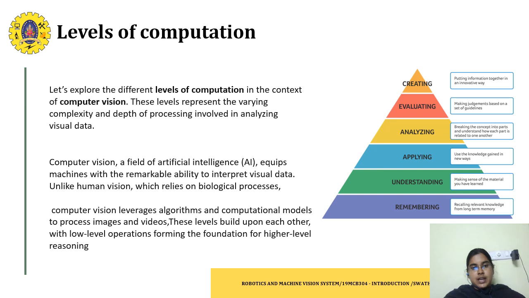Computer vision, a field of artificial intelligence, equips machines with a remarkable ability to interpret visual data, unlike human vision, which relies on biological processes. Here everything is visual data, and with the help of algorithms we convert this visual data into the required information. Computer vision leverages algorithms and computational models to process these images and videos, and these levels build upon each other, with low level operations forming the foundation of higher level reasoning.